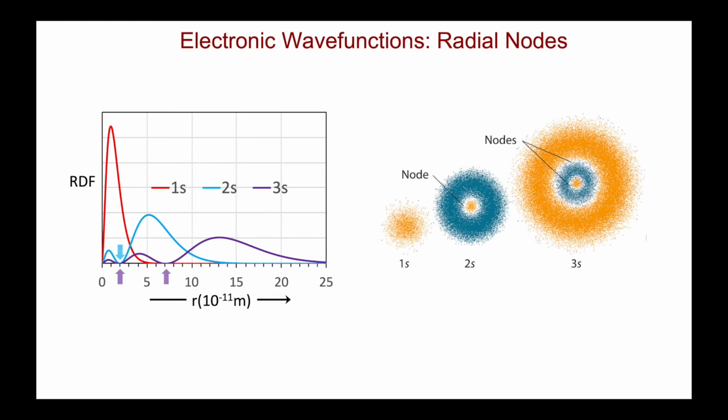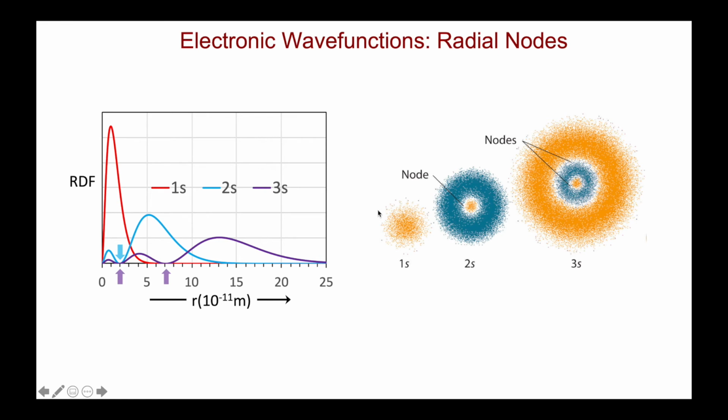Now let's go to some pictures, some boundary surface diagrams that represent the existence of the radial nodes in these three wave functions. For the 1s orbital, it has no radial nodes, and so if we draw a boundary surface diagram, there is no change in phase as a function of distance.